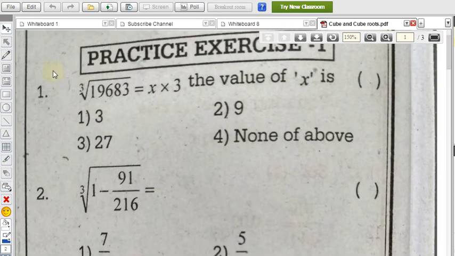Let us see the questions one by one. First one is cube root of 19,683 is equal to x into 3. So you have to find the x value. First we will find the cube root of 19,683, then it's easy to find the value.